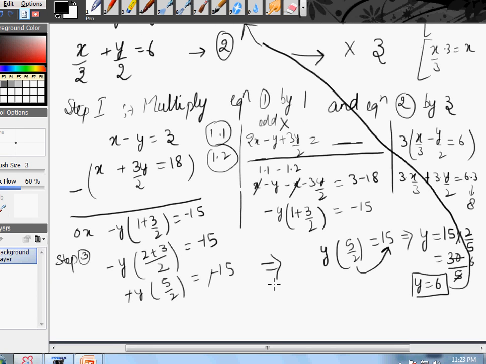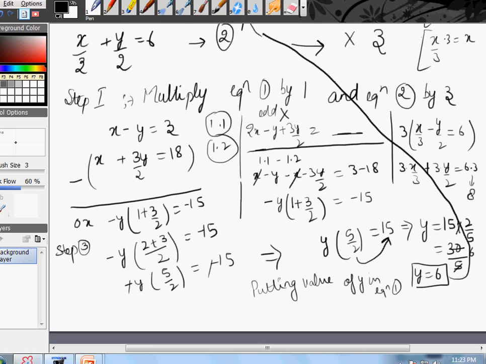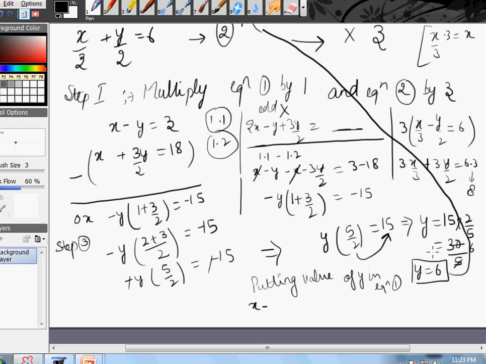Putting the value of y in equation 1, equation 1 was x minus y equals 3, thus we get x minus 6 equal to 3, which implies that x equals 3 plus 6 on bringing this negative 6 to the RHS, that is 9. Thus the values of x and y are 9 and 6 respectively.